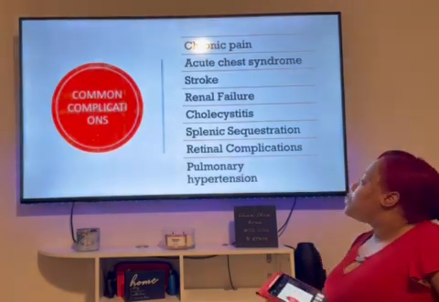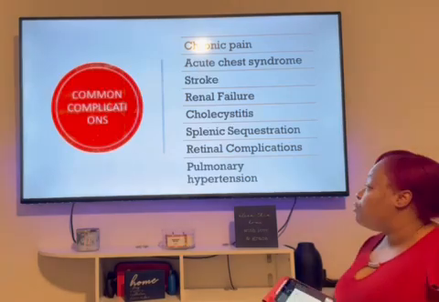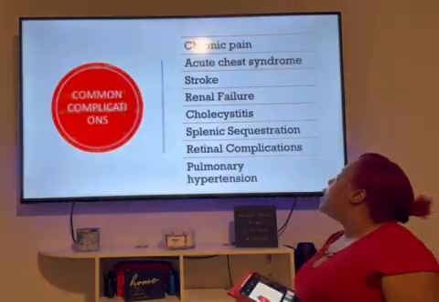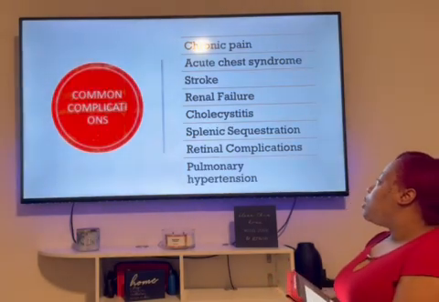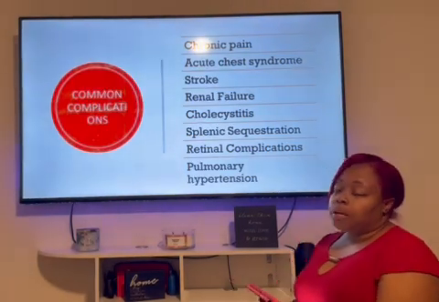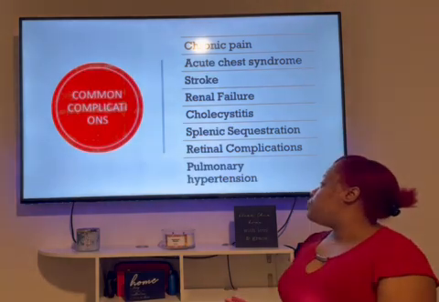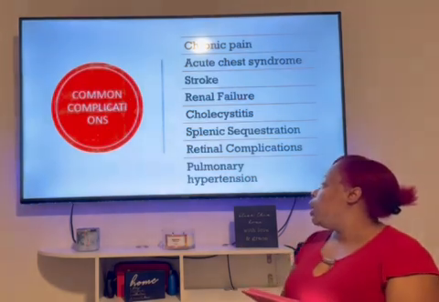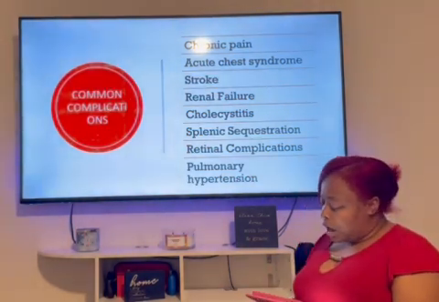Common complications. So sickle cell comes with multiple complications, unfortunately. Complications such as chronic pain, acute chest syndrome, stroke, renal failure, cholecystitis, which has to deal with your gallbladder, splenic sequestration, which is your spleen, retinal complications, so problems with vision, pulmonary hypertension, so having high blood pressure.